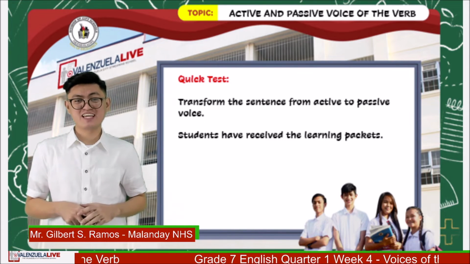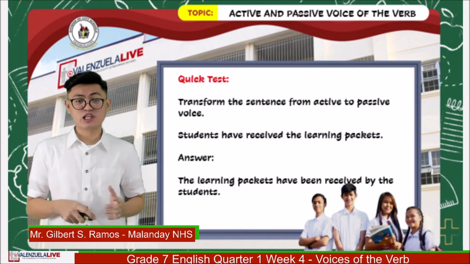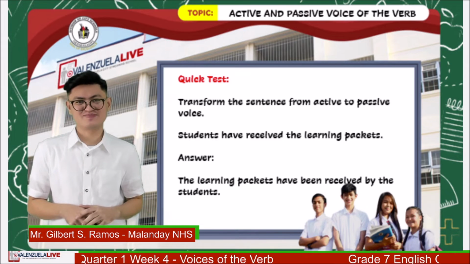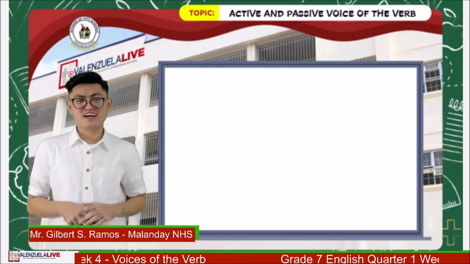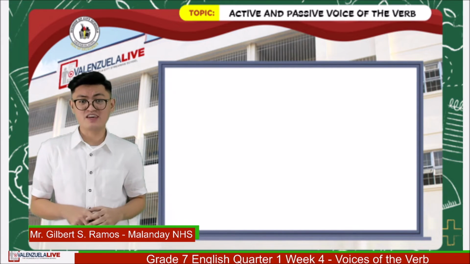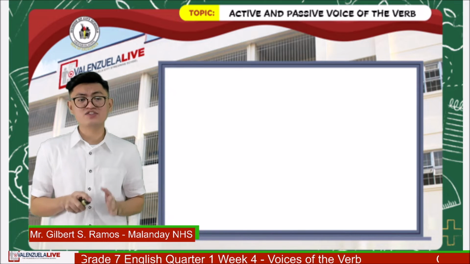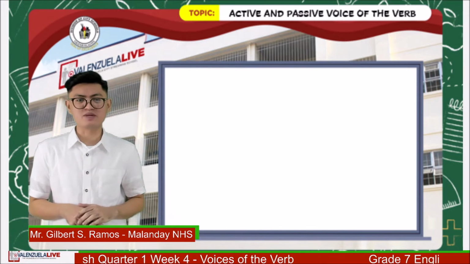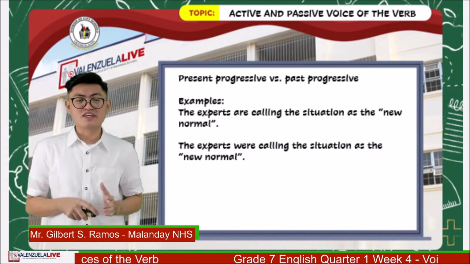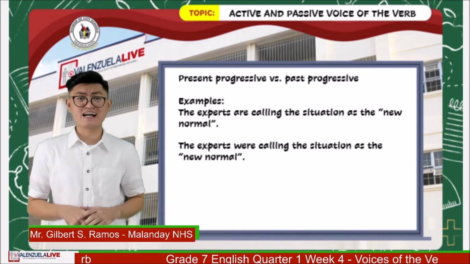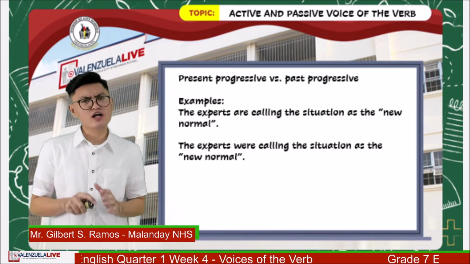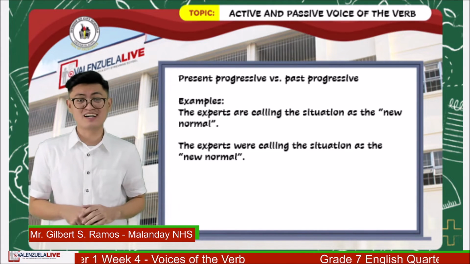Time is up. The answer is, the learning packets have been received by the students. Sometimes, the verbs can be in progressive form, meaning to say, the verbs in ing form. Continuous forms may be in present and past tense. Example, the experts are calling the situation as the new normal. The experts were calling the situation as the new normal.